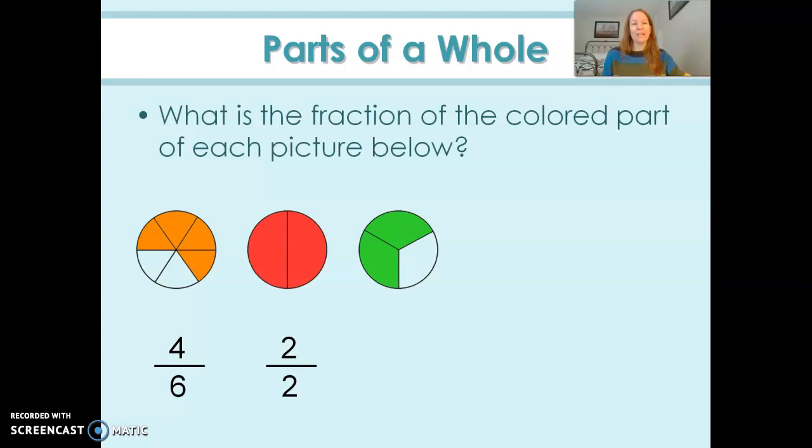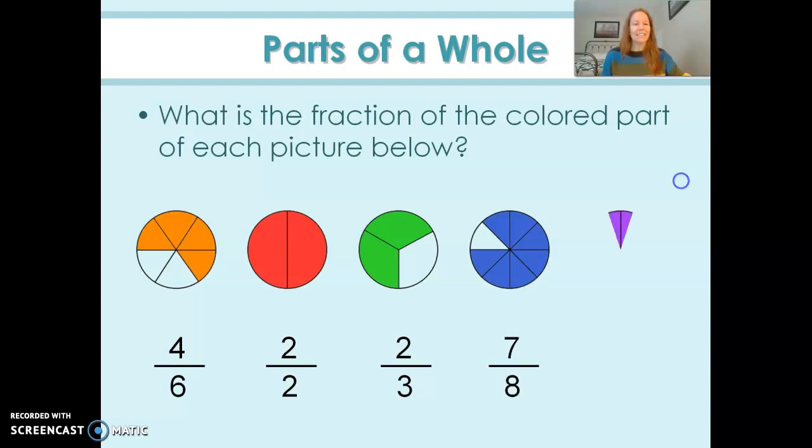What about this one? You're right, it's 2/3. Excellent, 7/8. And 3/4. Excellent, grade 2s.